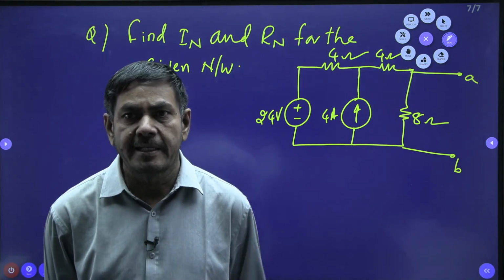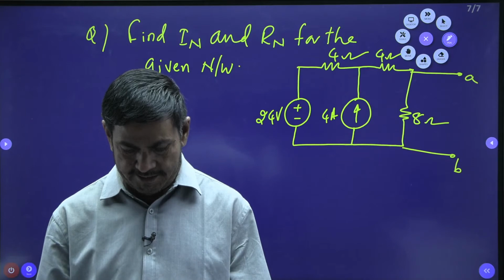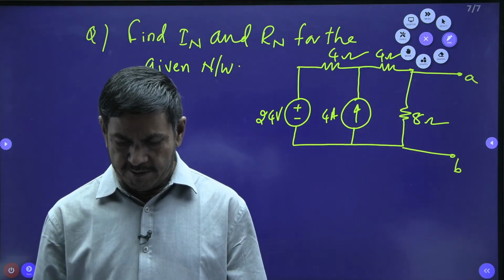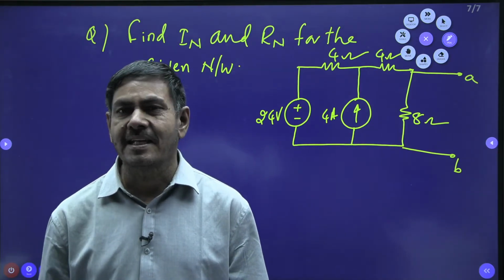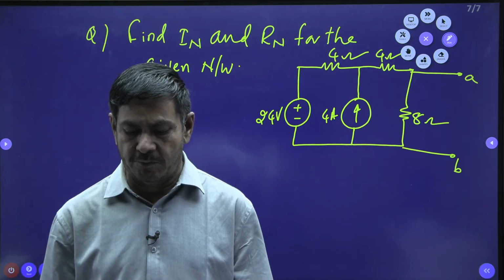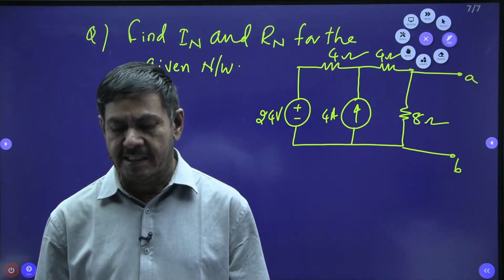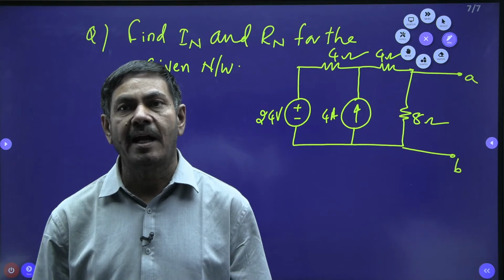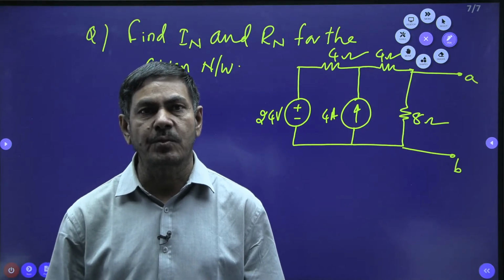Manoj, Rn is 4 ohms. Yes, I will check. Rn equal to 4 ohms. That's correct, exactly correct. Rn equal to 4 ohms. What about ISC? What about ISC? Short circuit current.